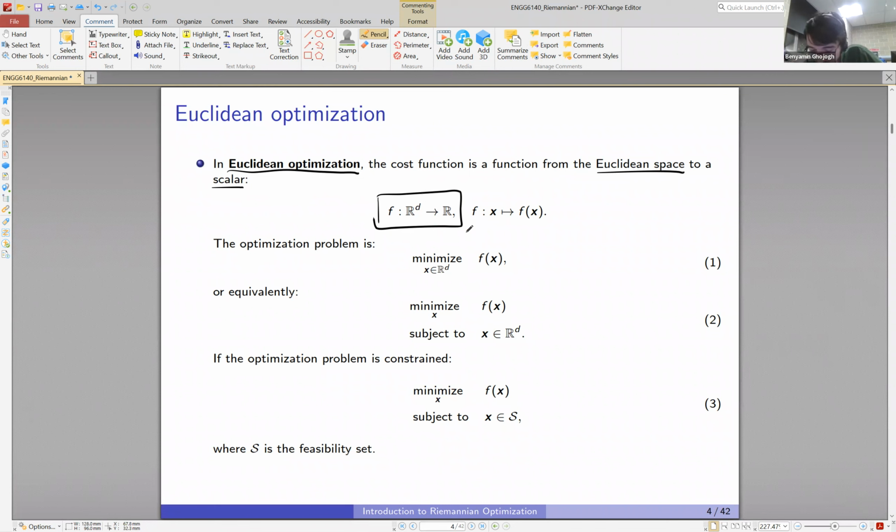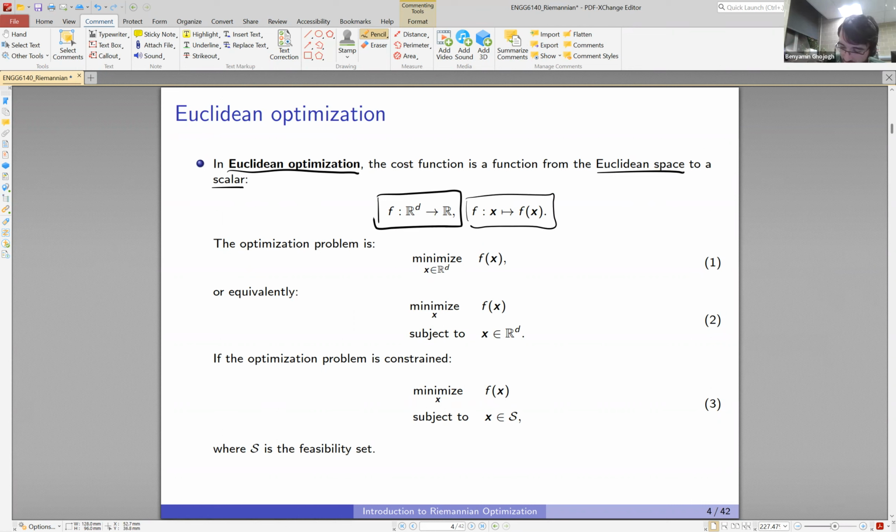By the way, the input might be a matrix, not necessarily a vector, or the output does not necessarily need to be a scalar. It can be a vector or whatever, but it goes from Euclidean space to another Euclidean space. So it's a mapping from x to f of x.